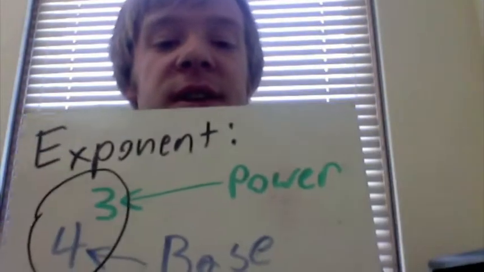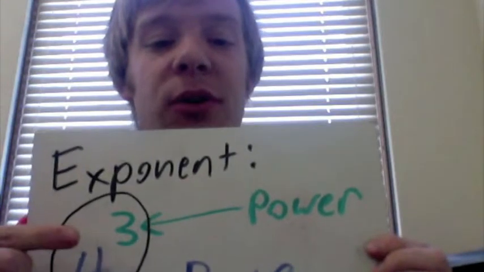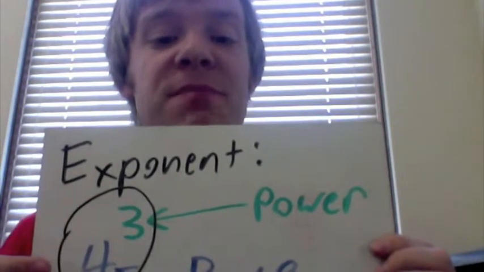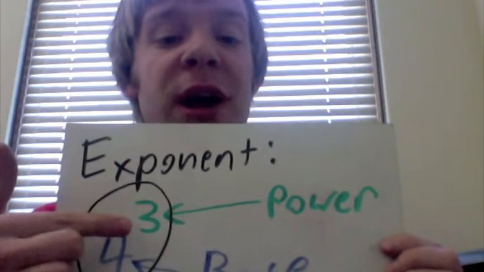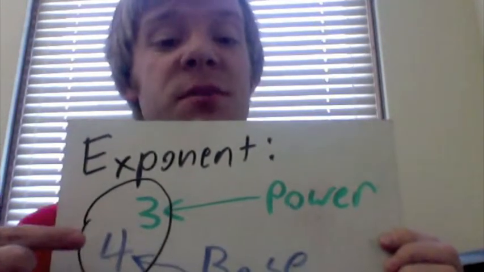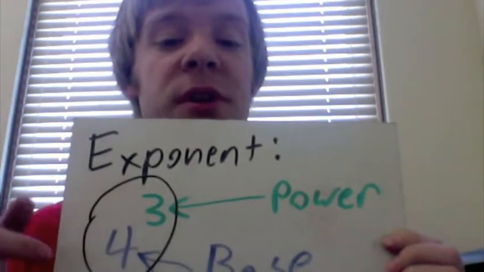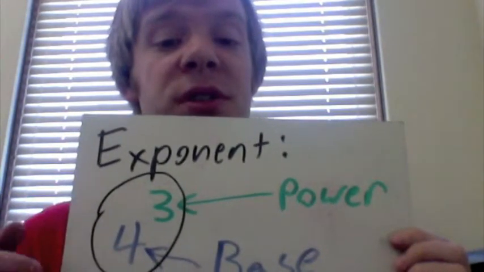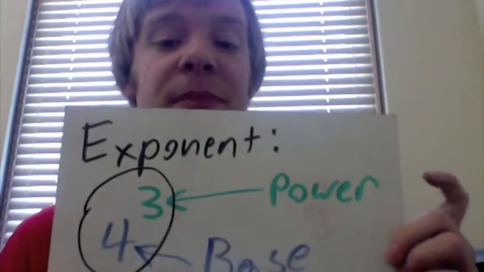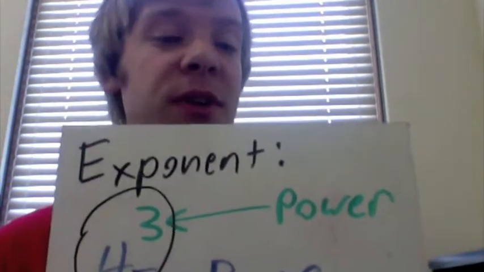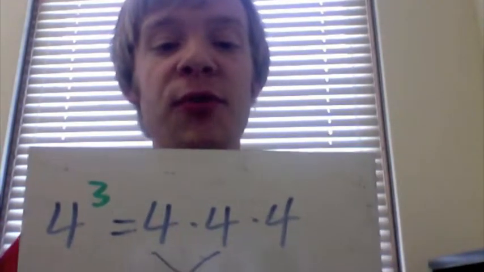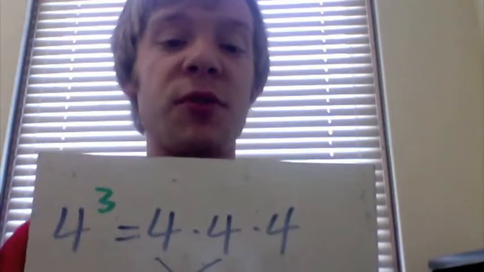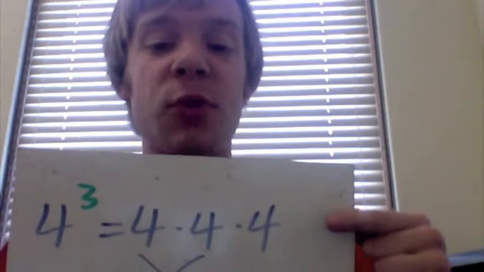So when I talk about an exponent, it is anything that has a power, written in green here, and it also has a base, written in blue. So here we have 4 raised to the third power, or 4 to the third, sometimes also called 4 cubed. In this situation, when we have a base and a power like this, what this means is that we actually have 4 times 4 times 4. So 4 to the third power is 4 times 4 times 4.